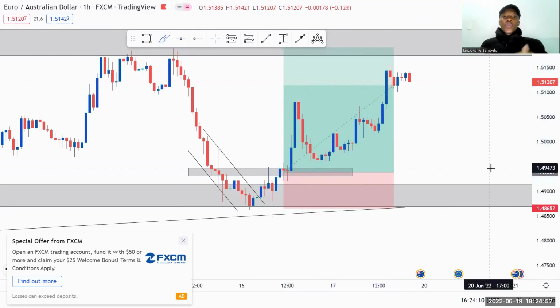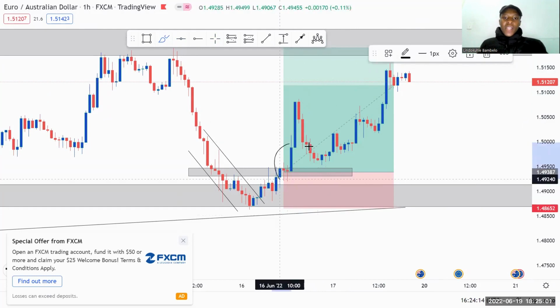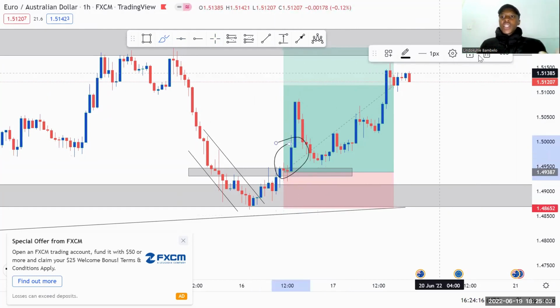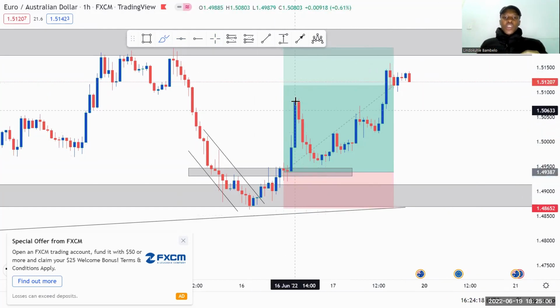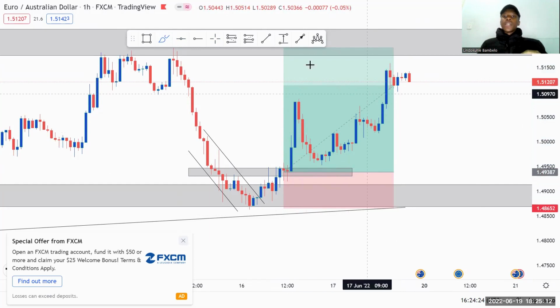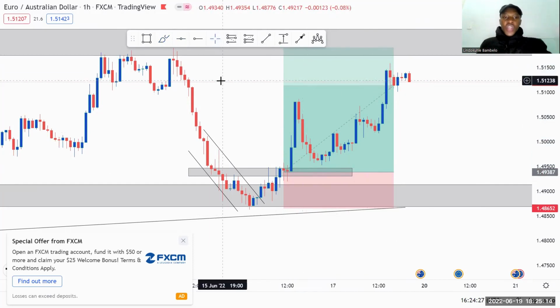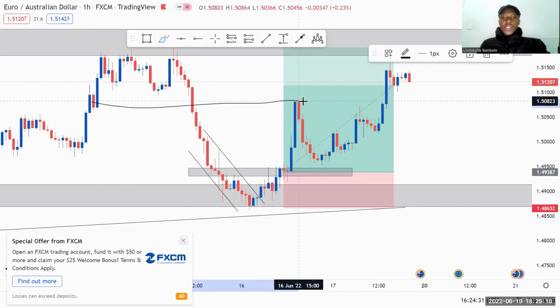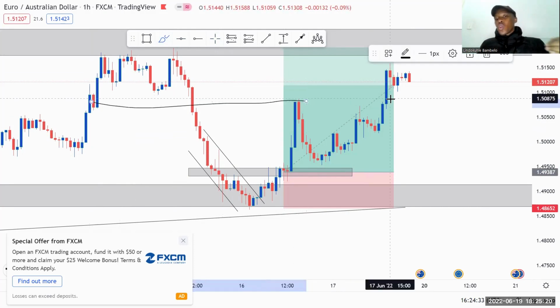Then another way in which you would have entered this market, you would have said, okay, I missed out on this initial entry, so what am I going to do? I'm going to wait for that retest and go for continuation to the upside. But when I was trading this, I think I closed those trades when the market reached these levels, because I was not sure for how long it was going to go to the upside.